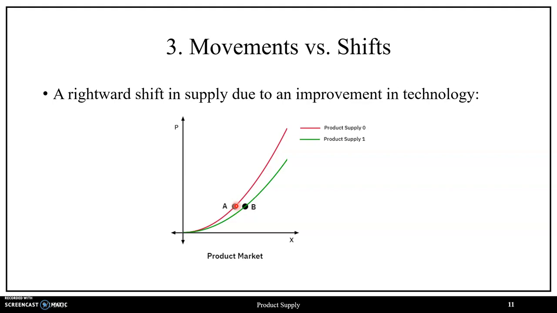So this would correspond to a rightward shift in the product supply curve, which we see with this new green upward sloping curve, product supply 1, such that holding price constant, we see that there's an increase in quantity supplied due to this improvement in technology, due to this rightward shift in the product supply curve as well.